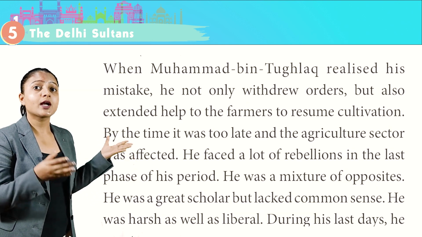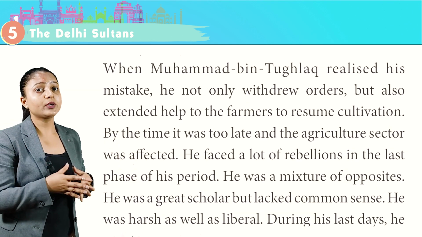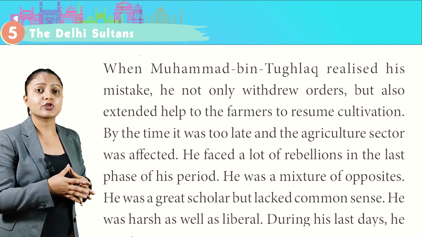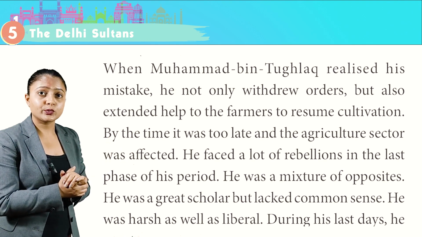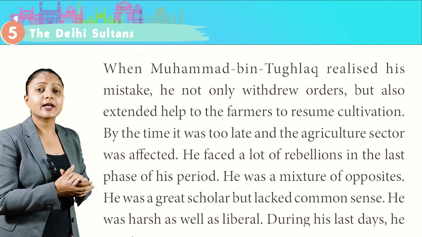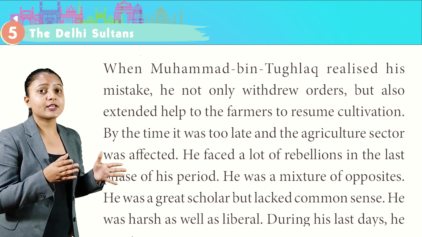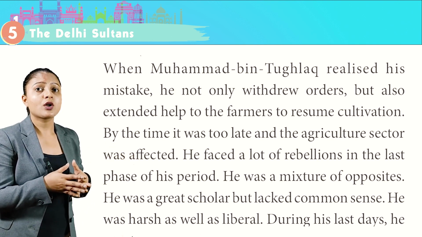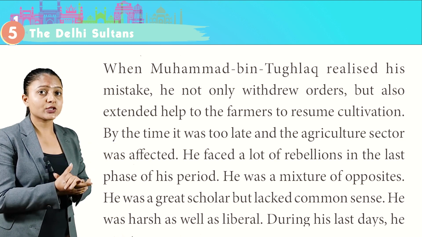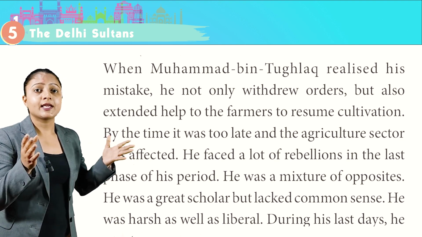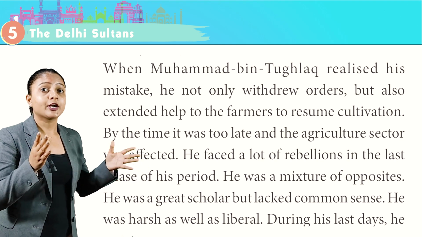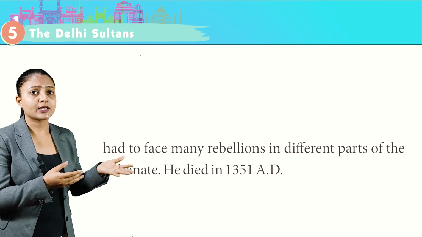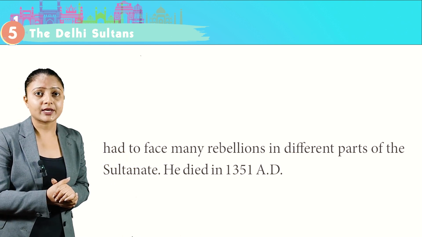When Muhammad bin Tughlaq realized his mistake, he not only withdrew the orders but also extended help to the farmers to resume cultivation. But by the time it was too late and the agriculture sector was affected, he faced a lot of rebellions in the last phase of his reign. He was a mixture of opposites. He was a great scholar but lacked common sense. He was harsh as well as liberal. During his last days, he had to face many rebellions in different parts of the Sultanate. He died in 1351 AD.